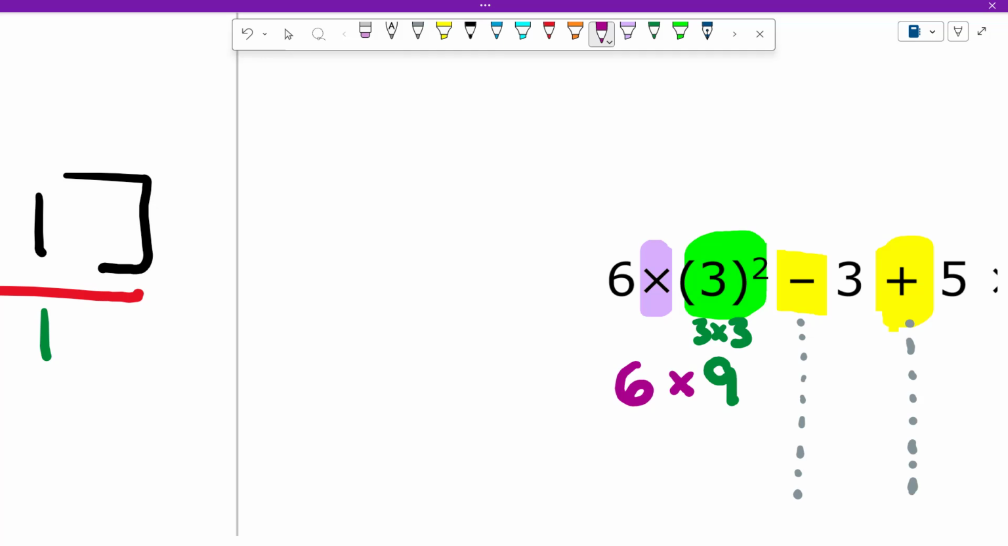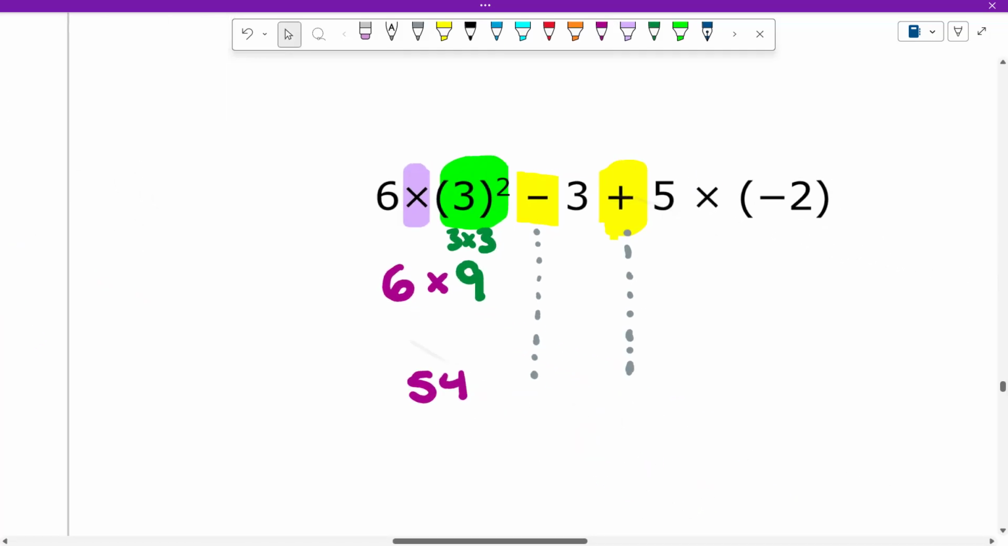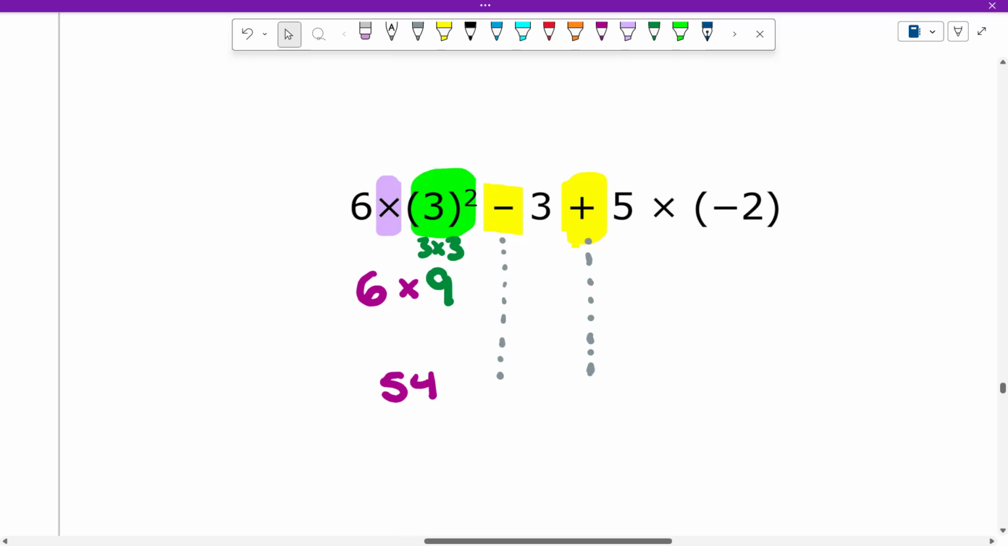All right? So now we go, okay, we do this multiplication. 6 times 9. What number do we get there? Xander? 54. That's right. So that makes 54. Okay? All right. So now this part is down to a single number. We move on to the next part.